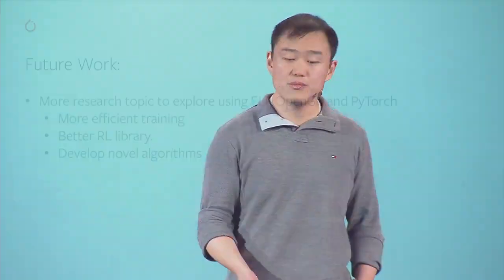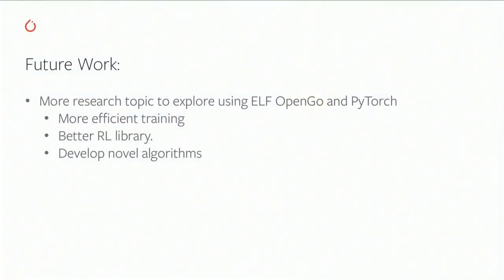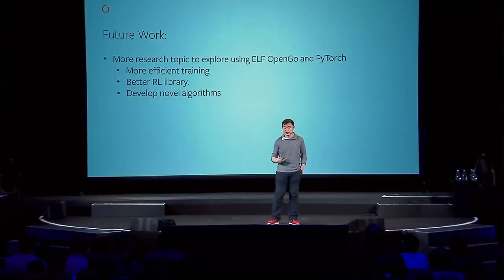OK, so I think I'm going to conclude my talk. There is some future work. For example, we want to work on more research topics to explore using ELF OpenGo and PyTorch. This includes more efficient training and better reinforcement learning libraries. And maybe in the future, we're going to develop new algorithms that can lead to better and faster training.